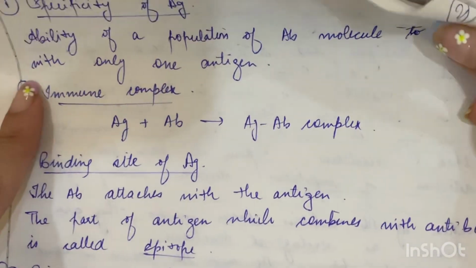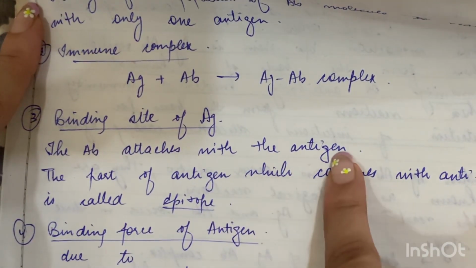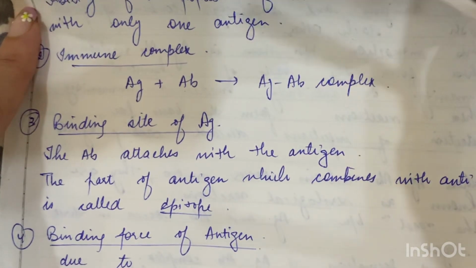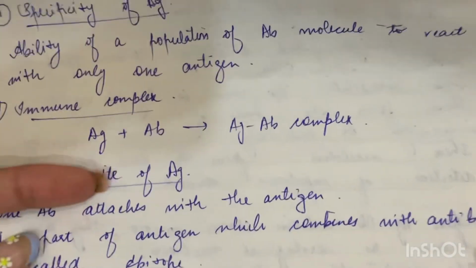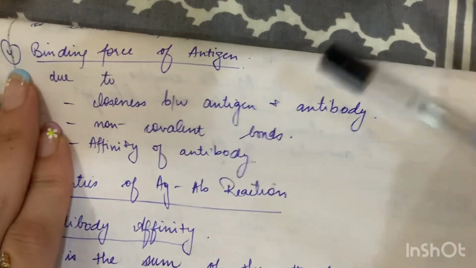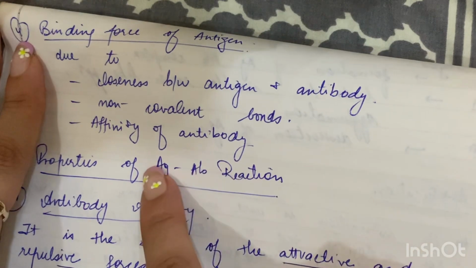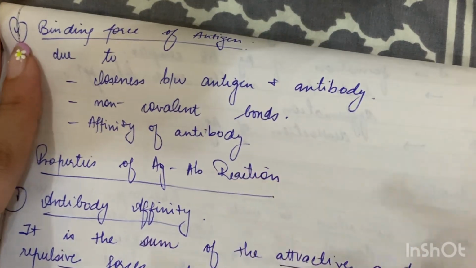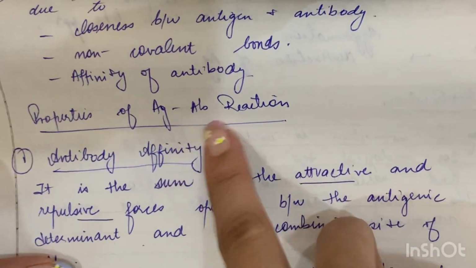Now the binding site of antigen, it basically attaches with the antigen, and the part of the antigen which combines with antibody is called the epitope. The binding force of antigen is due to the closeness between antigen and antibody, non-covalent bonds, and the affinity to antibody. This was features. Now we look at some of the properties.